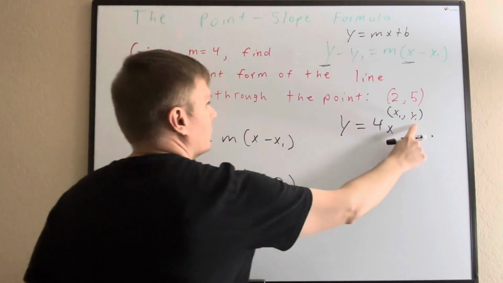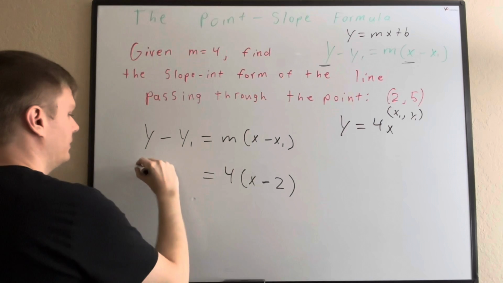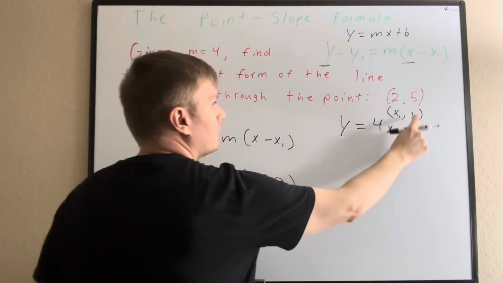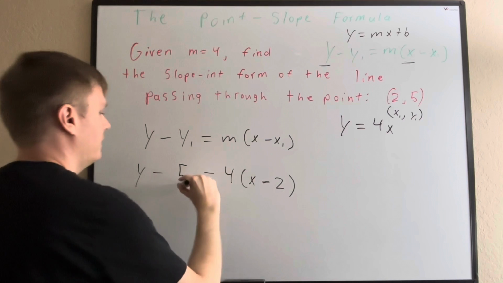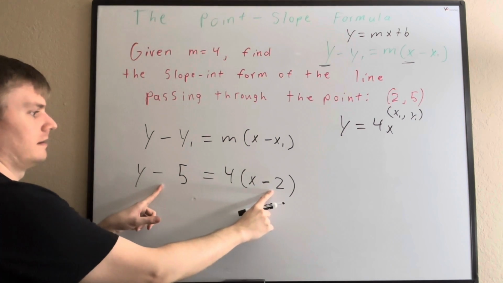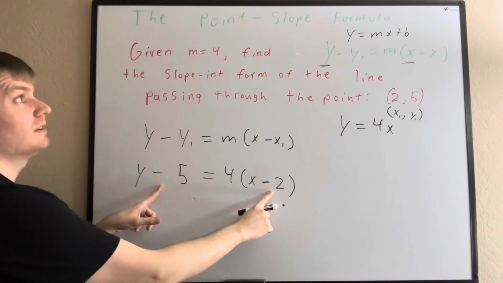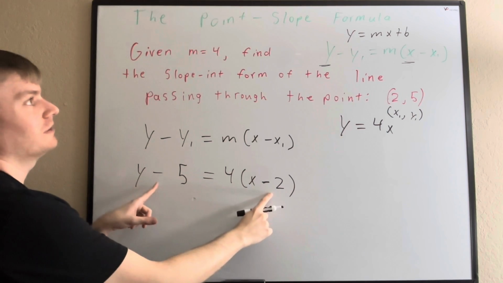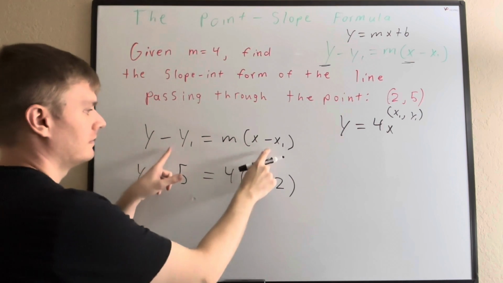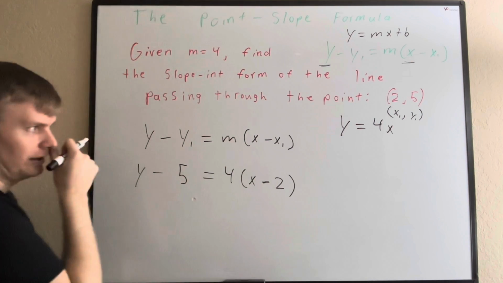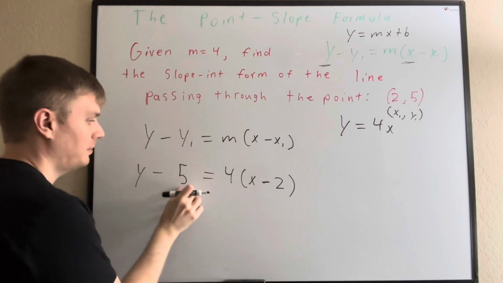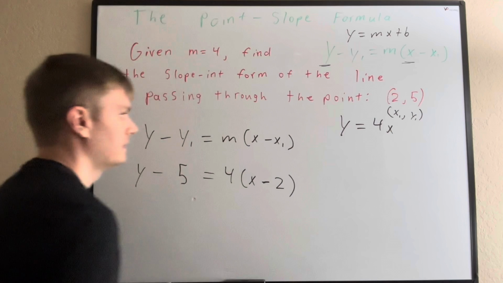Now, we don't mess with the y, but we can substitute our y1, right? And that's a positive 5. Same thing with the signs here. So I guess that's what makes the point slope formula a little easier to remember than some formulas, because both of them have that minus sign in there. That's a positive 5 when it's being subtracted.